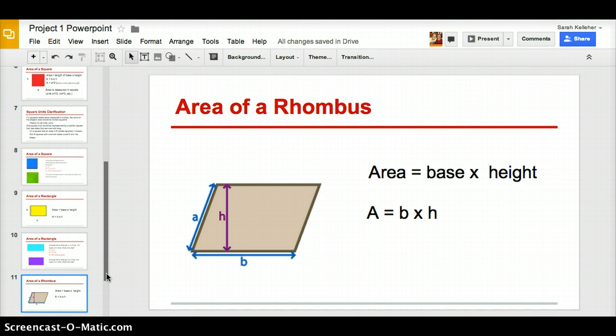Finally, we're going to learn how to find the area of a rhombus. Once again, like with a square and a rectangle, all you have to do is multiply the length of the base of the shape times the height of the shape. With rhombuses, however, the height of the shape isn't simply one of the sides. The height of a rhombus is the vertical length from one corner to the opposite side, as shown in this image.